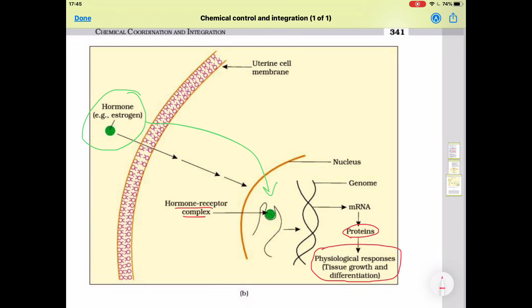Genome means haploid set of chromosomes. So the hormones which enter inside the cell combine with the chromosomes and then they bring some physiological changes. Cumulative biochemical actions result in physiological and developmental effects.